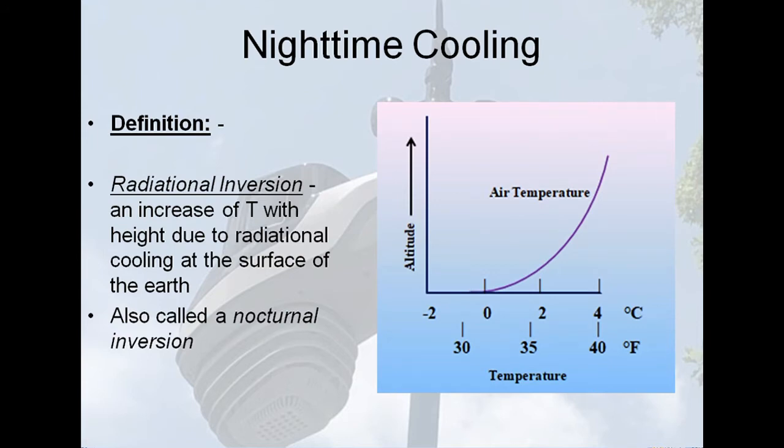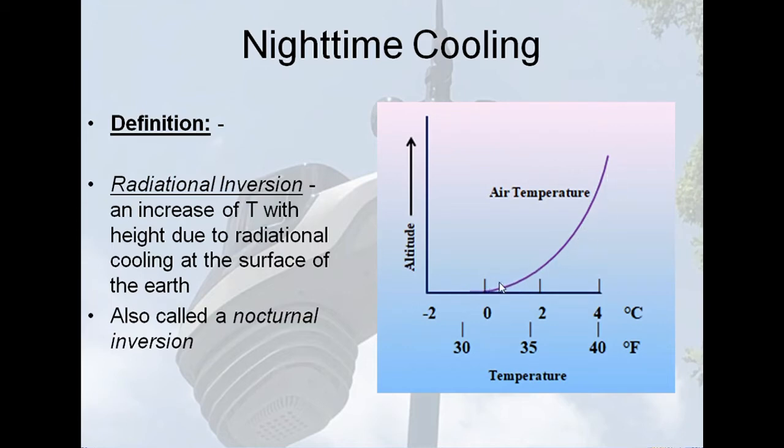All right, nighttime cooling, radiational inversion. We just talked about that: the increase in temperature with height from the radiational cooling at the surface of the Earth. It's also called a nocturnal inversion. So, like I said, if you look at this chart, let me get my mouse over here, you can see an increase in temperature with height.